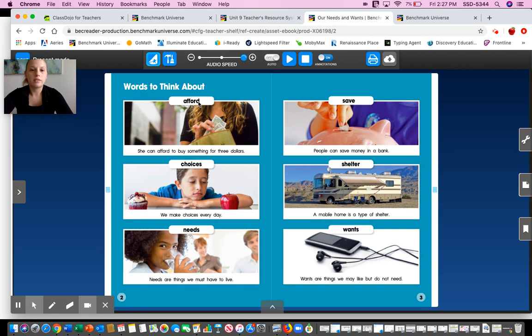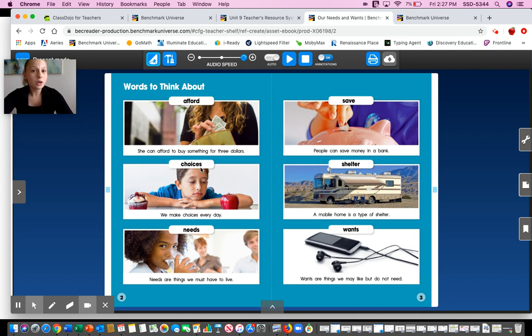The word afford. Afford. Have you heard that word before? Afford means you are able to pay for it. So she can afford to buy something for $3. The next vocab word you'll hear is choices. Have you heard the word choices?